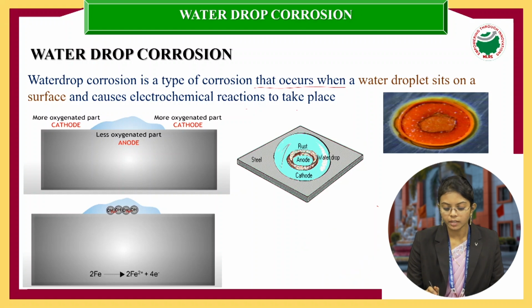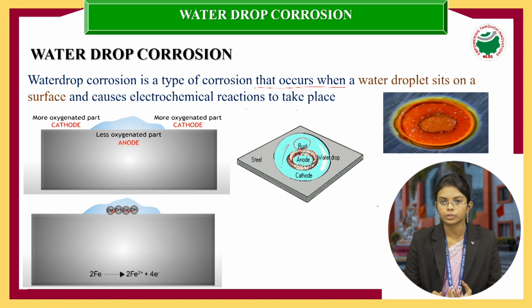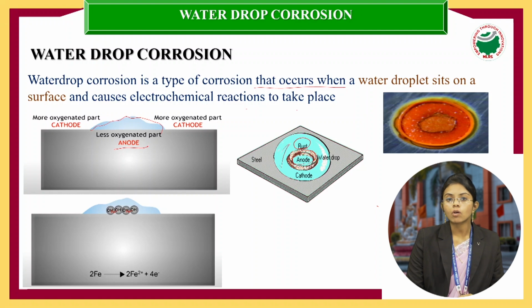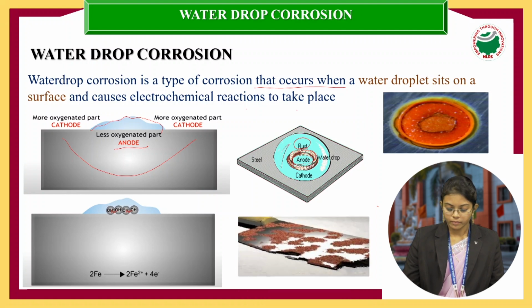The anodic part, the brown one, is called rust. It gets destroyed due to the drop. So imagine a water drop is placed on the metal surface. Only that part we call the anode because of its less oxygenated condition. The remaining part will not be affected by this droplet because it is protected, and we call it the cathode. This is how it looks when a water drop is causing corrosion on the surface of the metal.